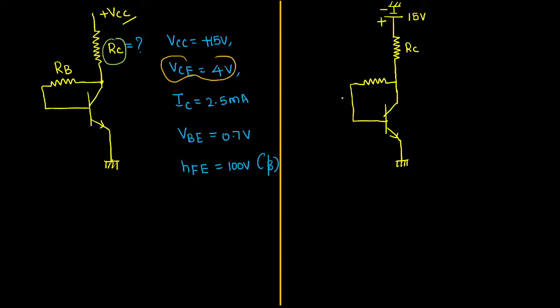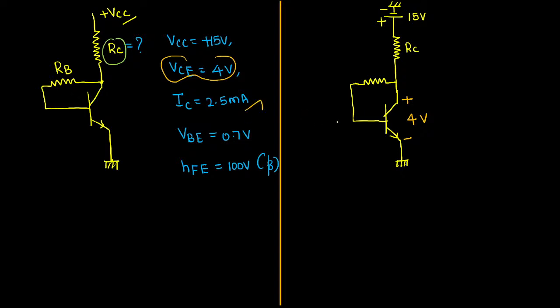VCE equal to 4 volt. Where is collector to emitter voltage? Collector means this is collector junction. So plus minus, collector to emitter voltage equal to 4 means this is collector to emitter voltage. After that, they told collector current is 2.5 milliampere.